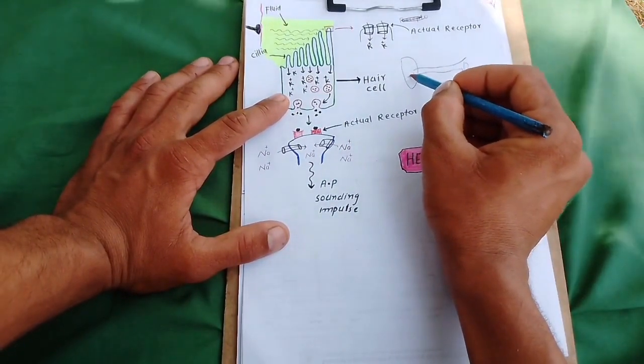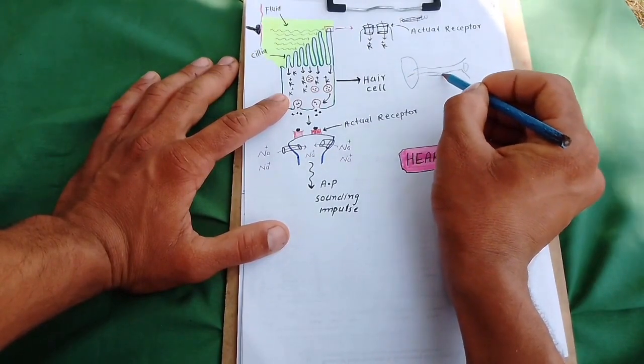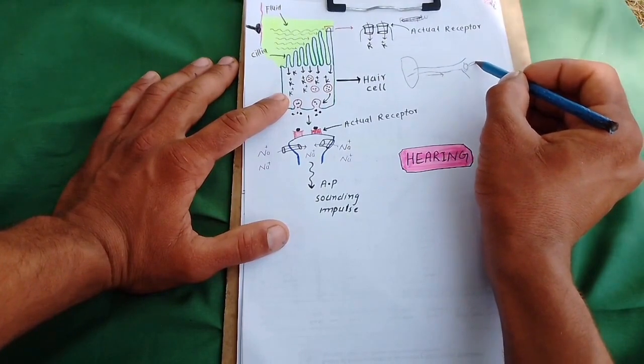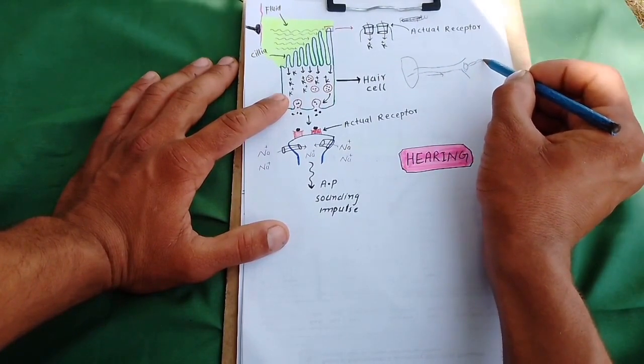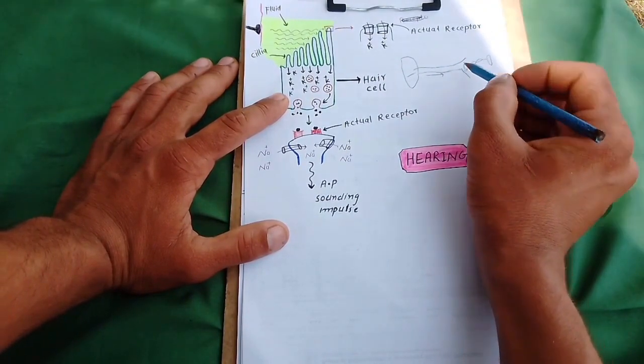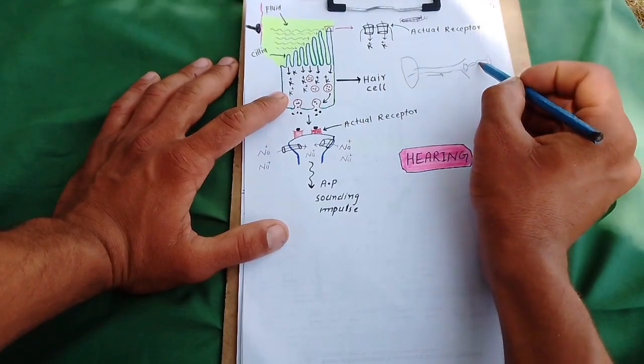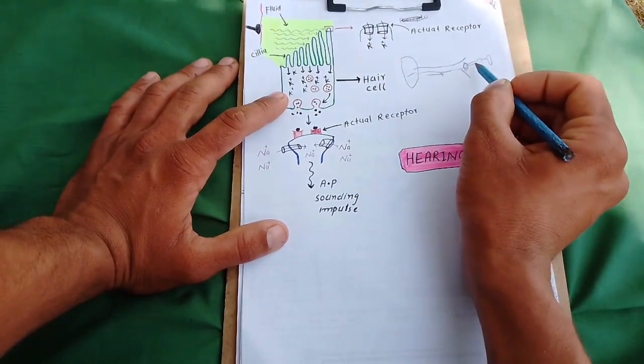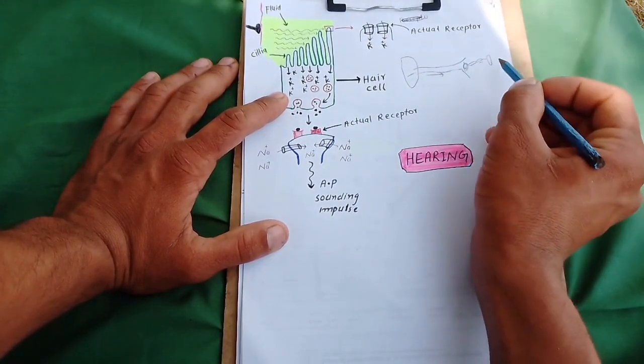This is the ear pinna. This is the ear canal. This is the eardrum. This is one bone, this is another bone, and this one is another bone. Okay, malleus, incus, stapes. So when sound comes, it vibrates this membrane, then vibrates this bone, and this bone.